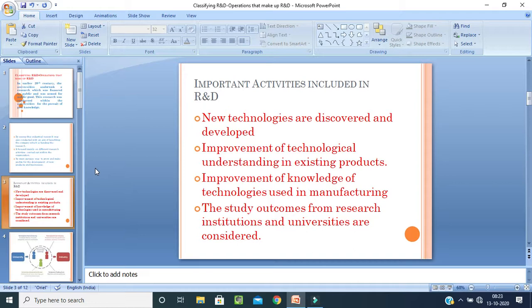And not only that, the important activity of R&D is that study outcomes from research institutions and universities are considered. That means whatever studies come out from the research institutions and universities, whatever the universities are saying, that will be carried forward.